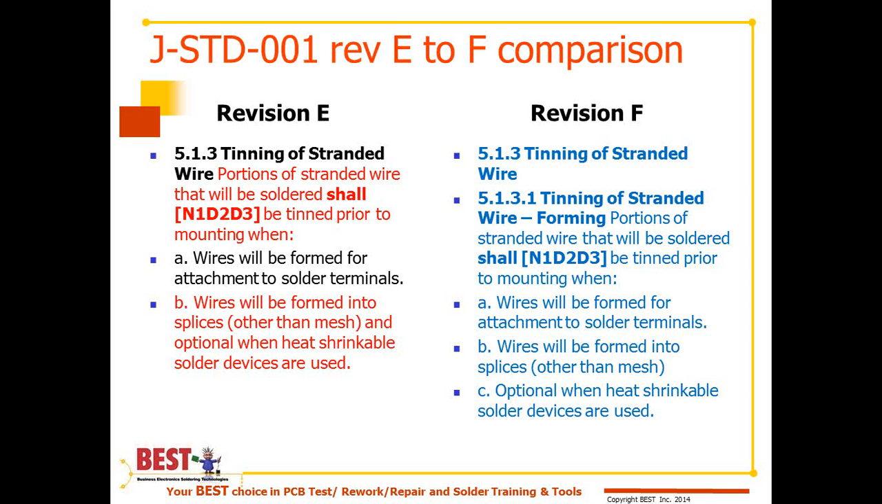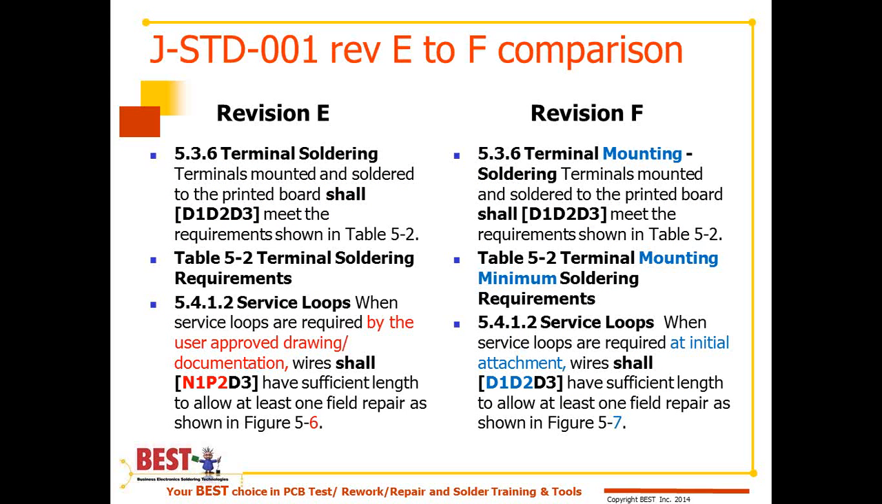Then we go into section 5.1.3 where we talk about the tinning of the stranded wires. And they really haven't changed it a whole lot, but they've just changed the order of it. So now we have a subparagraph or a subclause under 5.1.3.1 that covers the tinning of the wire and forming of it. And it says, the portions of the stranded wire that will be soldered shall be tinned prior to mounting when it's used for the attachment to solder terminals formed into splices other than the mesh splice, and it's still optional when it's used for heat shrinkable solder devices. So just put it in a subparagraph now.